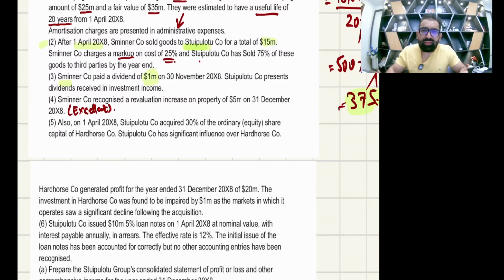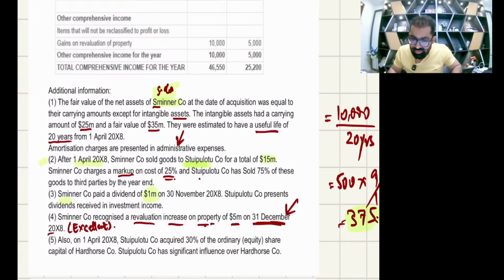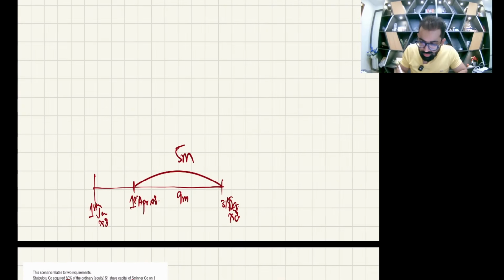Sorry. So one-off transactions are never prorated. Now use your brain, use your common sense, read it. Subsidiary company means subsidiary company. Recognize a revaluation increase on property of 5 million on 31st December X8. This is the act of that day, the event of that day. This is not a for-the-year event, so do not try to apportion it. This 5 million will go as it is in the 9 months, because it belongs to this last day. It is not a for-the-year thing at all.